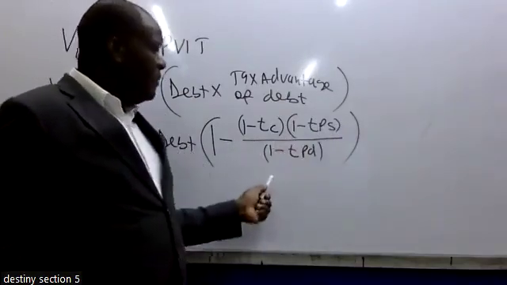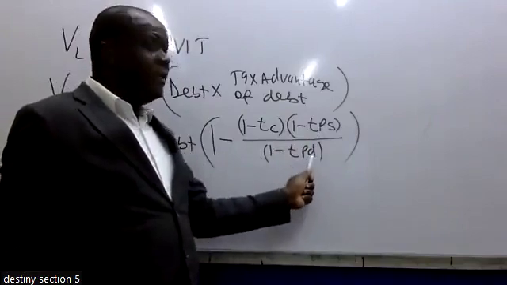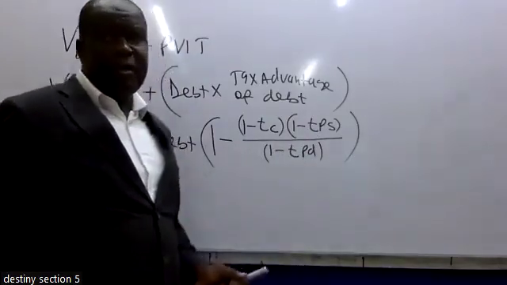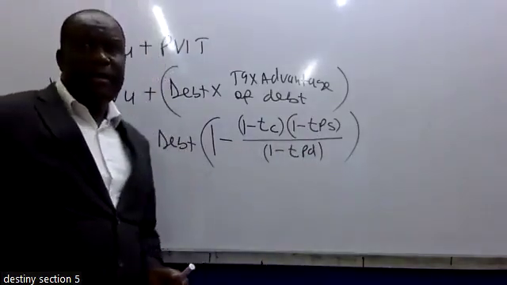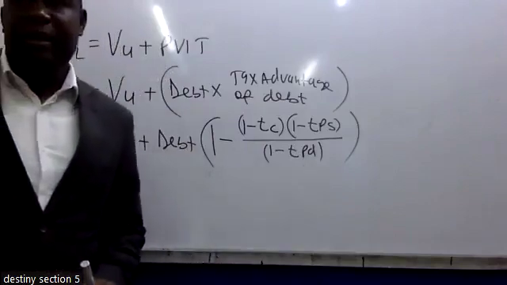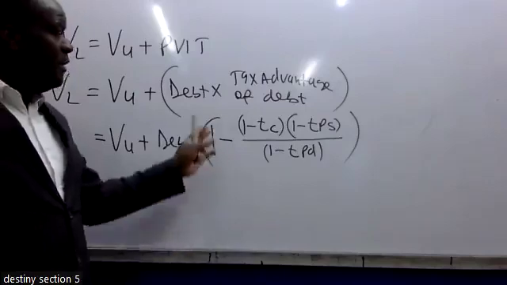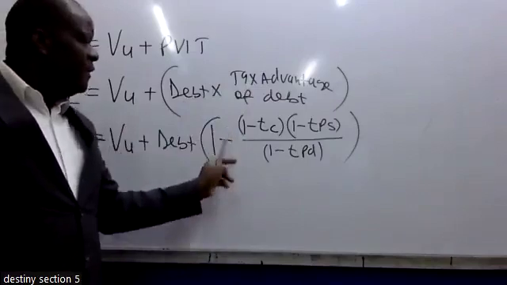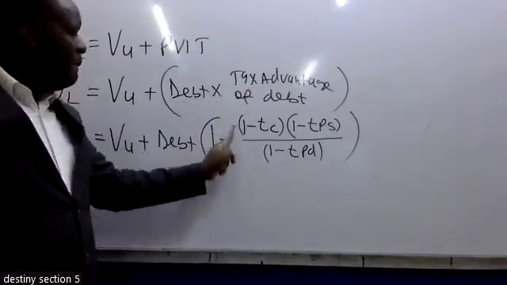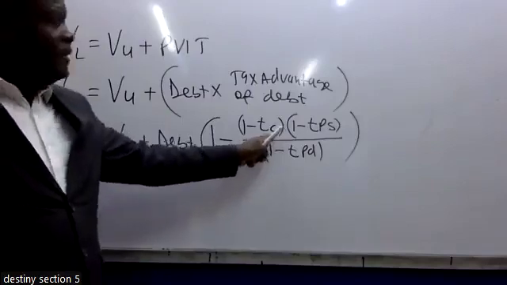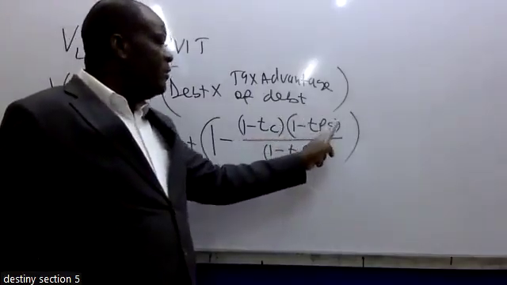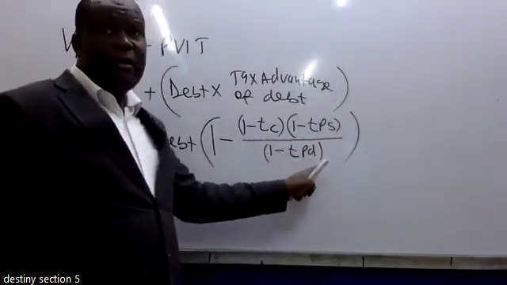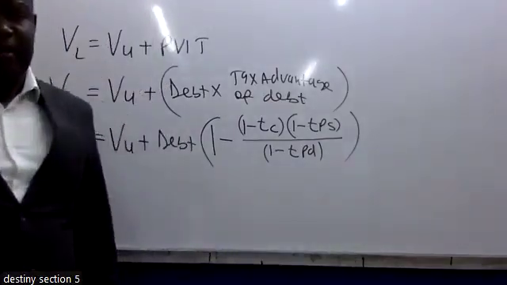Then we divide by 1 minus the personal tax rate on the debt income. So that is how we shall be calculating it. The tax advantage for the debt is given by this part: 1 minus the corporate tax, times 1 minus the personal tax rate on the common stock income, divided by 1 minus the personal tax rate on the debt income. Then you come up with that value.